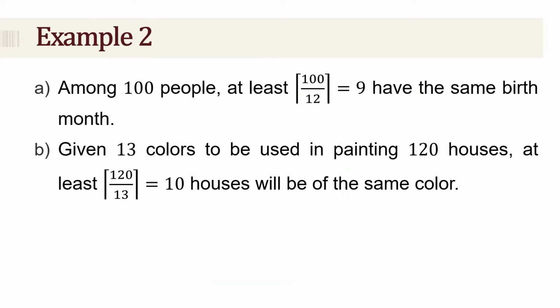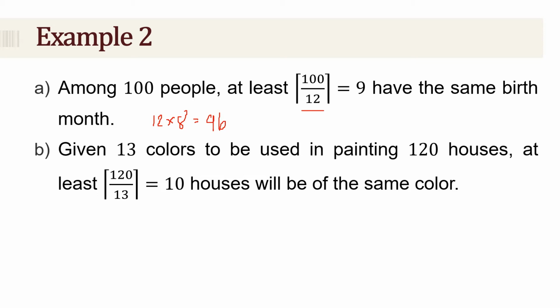So let's have some examples. Among 100 people, at least 9 have the same birth month. So parang sinasabi kasi niyan, kung meron tayong 12 times 8, ilan ba yan? Yung 8 na ito galing dito sa 9 minus 1. Kasi diba, kapag dinivide mo tong part na to, parang 8 point something. Kaya yung ceiling niya is 9. So, gagamitin natin yung 8. Yung 12 times 8 is 96.